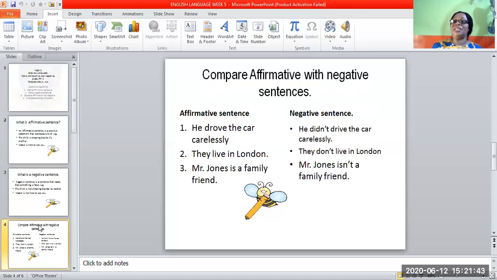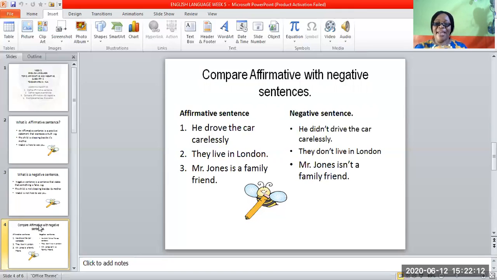Uncontracted form, he did not drive the car carelessly. They don't live in London. Contracted form. Uncontracted form, they do not live in London. Mr. Jones isn't a family friend. Mr. Jones is not a family friend. Are we clear? So the negative sentences can be contracted.